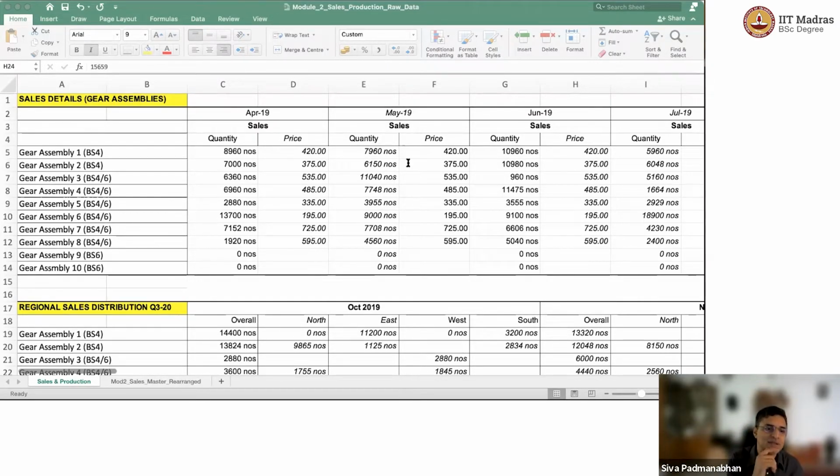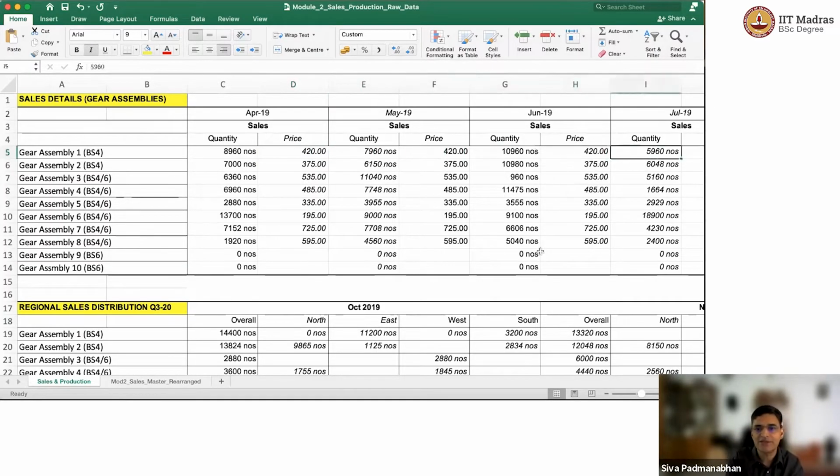So what you see in the sales data is, as I said, the 10 gear assemblies, which are the finished products that ACE is selling. And for each of those gear assemblies, you'll see the sales for each month. For example, what you're seeing right now is April 2019. It shows the total sales of that gear assembly. 8,960 units of that finished product were sold, and the price at which it was sold was 420 rupees. So you'll see for May 2019, June 2019, quantity and price for all of the 24 months. So that's the first data set that you'll see.